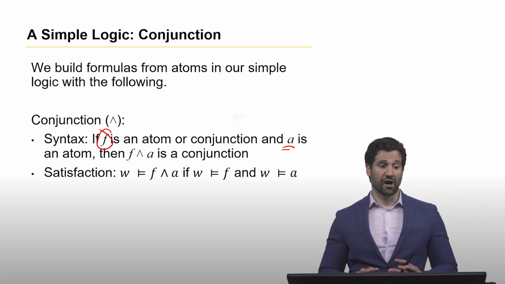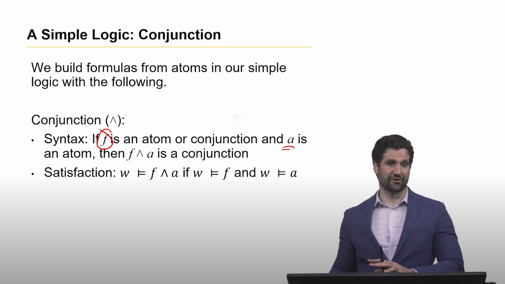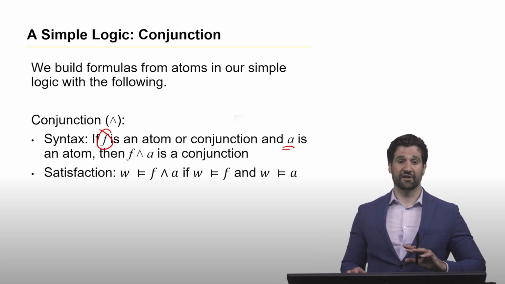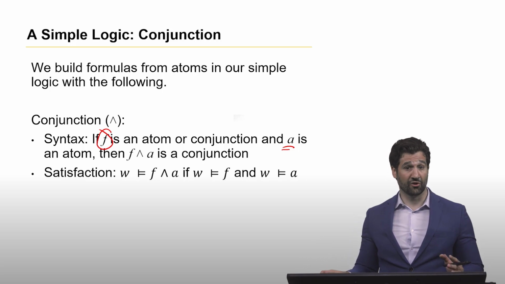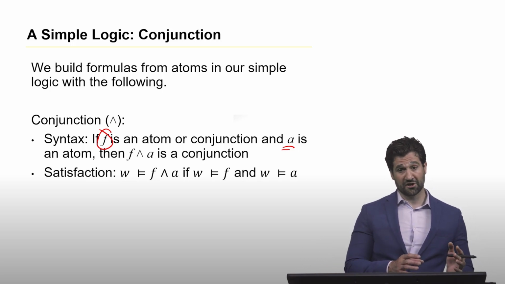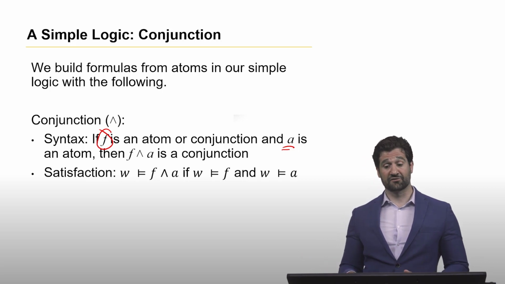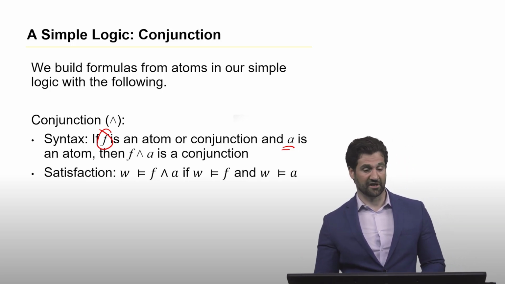Now note, unlike in the full propositional logic, we are not defining F and A as arbitrary logical formulas. F is always a conjunction and A is always an atom. In this logic, at least for now, we will not have negation.